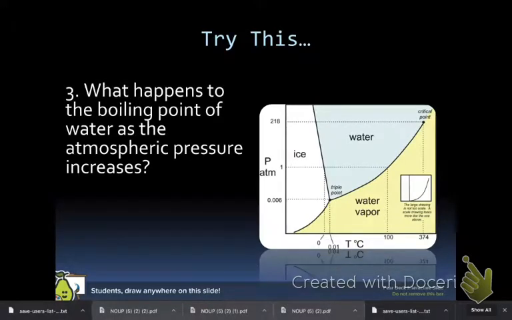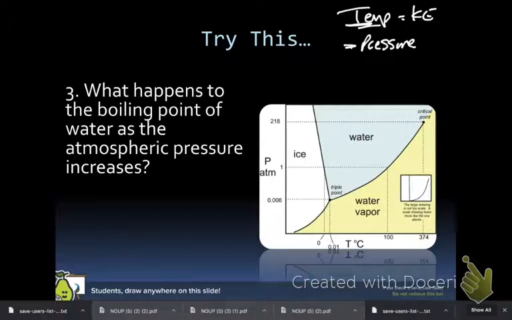So look at this diagram and see what happens to the boiling point of water if we increase our atmospheric pressure. Remember when we talked about the things that can affect the phases, we said temperature was one, or kinetic energy, and the other was pressure, and they had opposite effects. An increase in temperature is going to cause something to go from a solid to a liquid. An increase in pressure is going to cause something to go from a liquid back down to the solid.